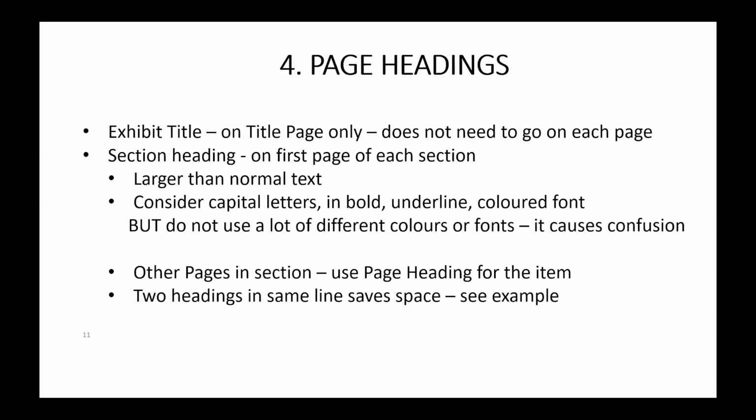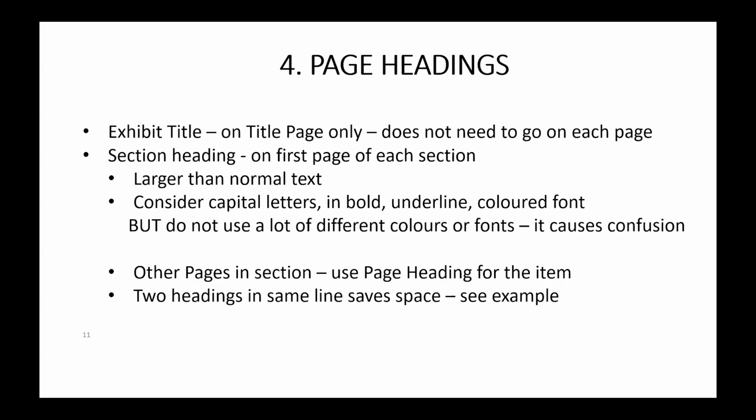Page headings. One of the tricks that the new exhibitor does is has the exhibit title, and then they put it on for the next 80 pages. So in my 15 minutes, I'm reading the same title 80 times. It's a waste of my time. You only need to put the exhibit title on the title page, and for section headings on the first of each of the sections. Then each of the other information on each section should be about that page.